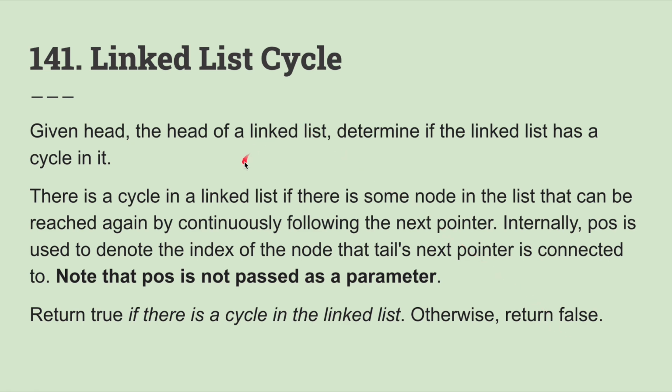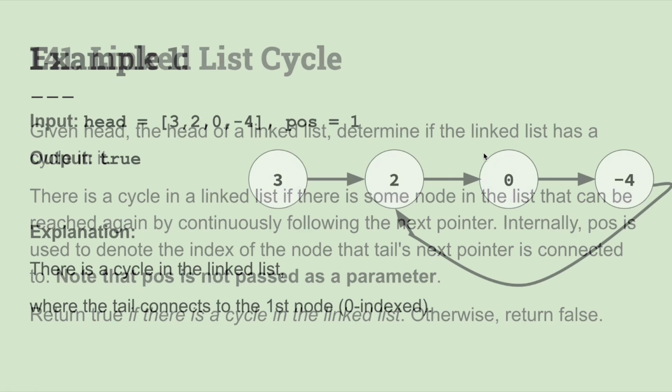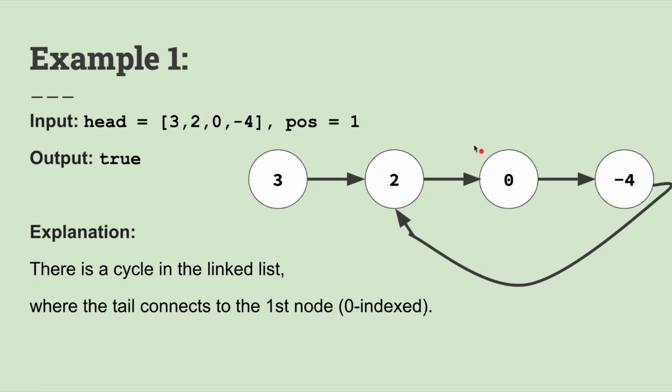First of all, we are given the head of the linked list, and our job is to determine if there is a cycle in it. A cycle means that at some point a node's next pointer points back to a previous node. That will create a loop in the list and it will look like a cycle. Understand? So let's look at this example.